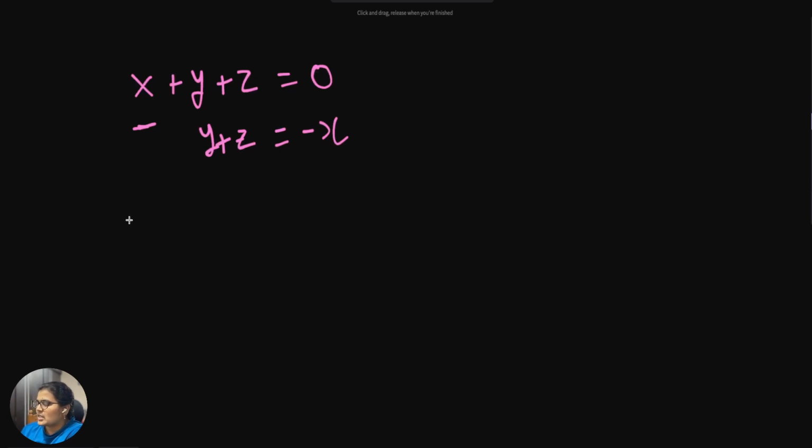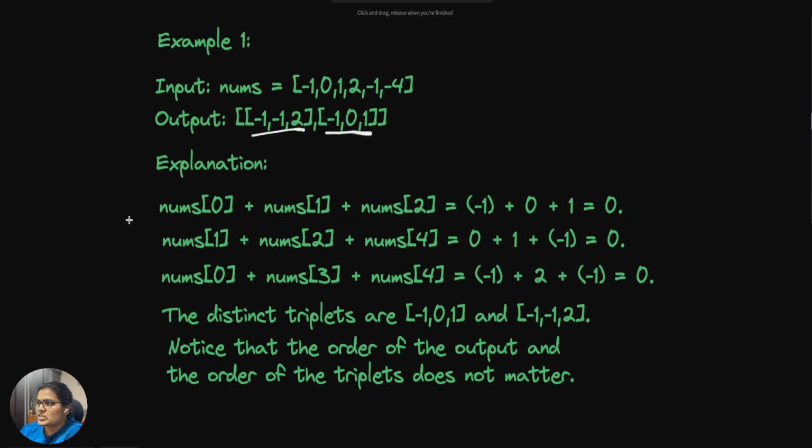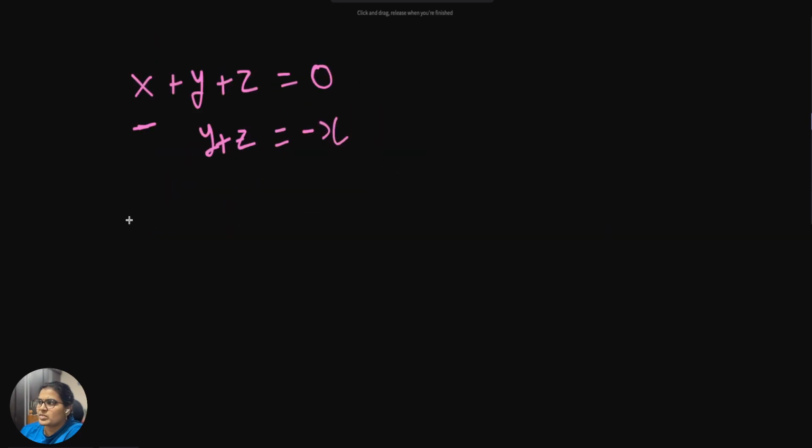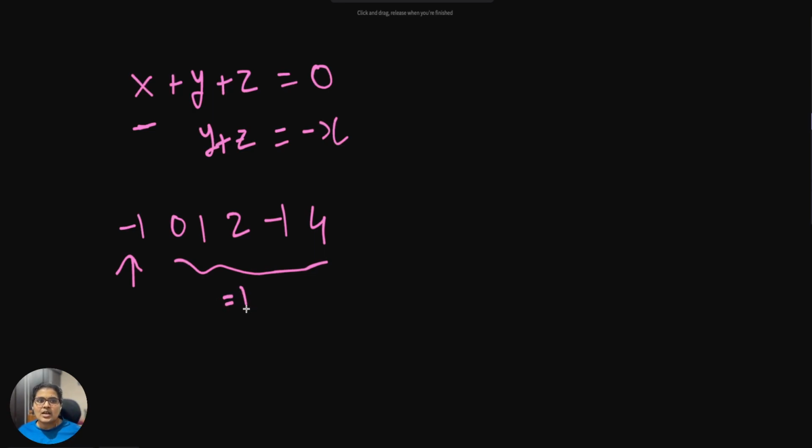Let's say we take this example, which is -1, 0, 1, 2, -1, 4. What we will do is, let's say we fix -1. In the rest of the array, we will find two numbers such that their sum is equal to 1. This is the approach we will use to reduce the three sum to two sum.